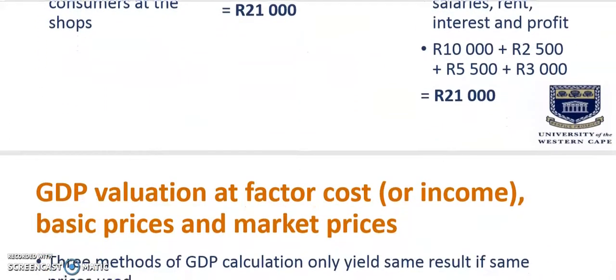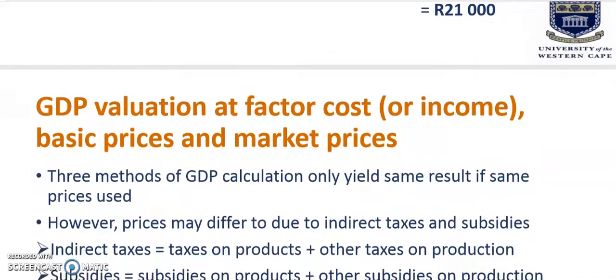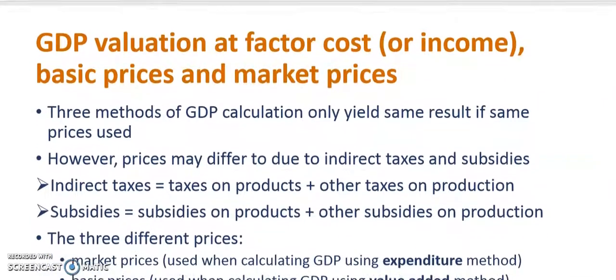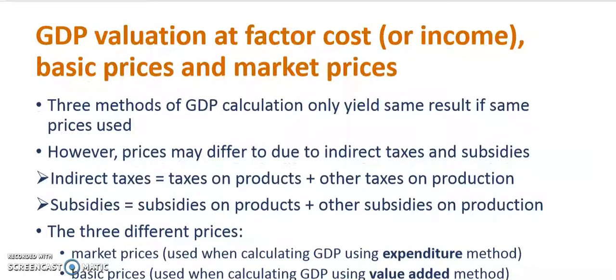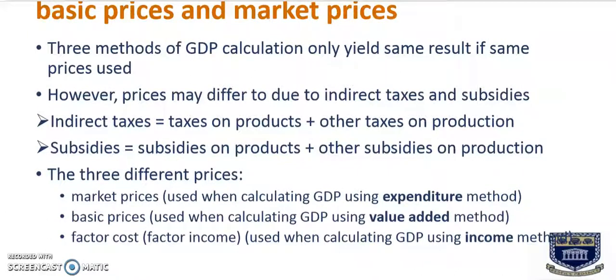GDP valuation at factor cost or income, basic prices and market prices. The three methods of GDP calculation only yield the same result if the same prices are used. However, prices may differ due to indirect taxes and subsidies, where indirect taxes are taxes on products and other taxes on production, and subsidies are subsidies on products and other subsidies on production.